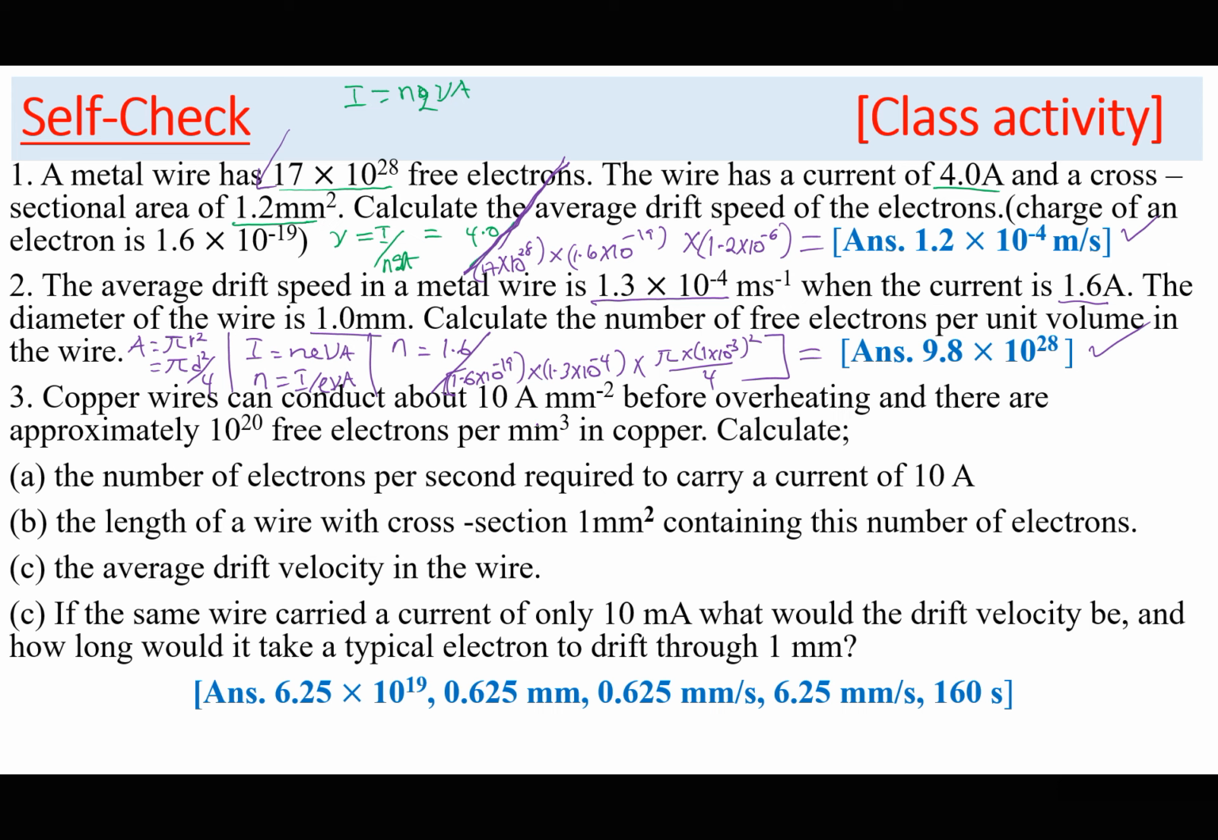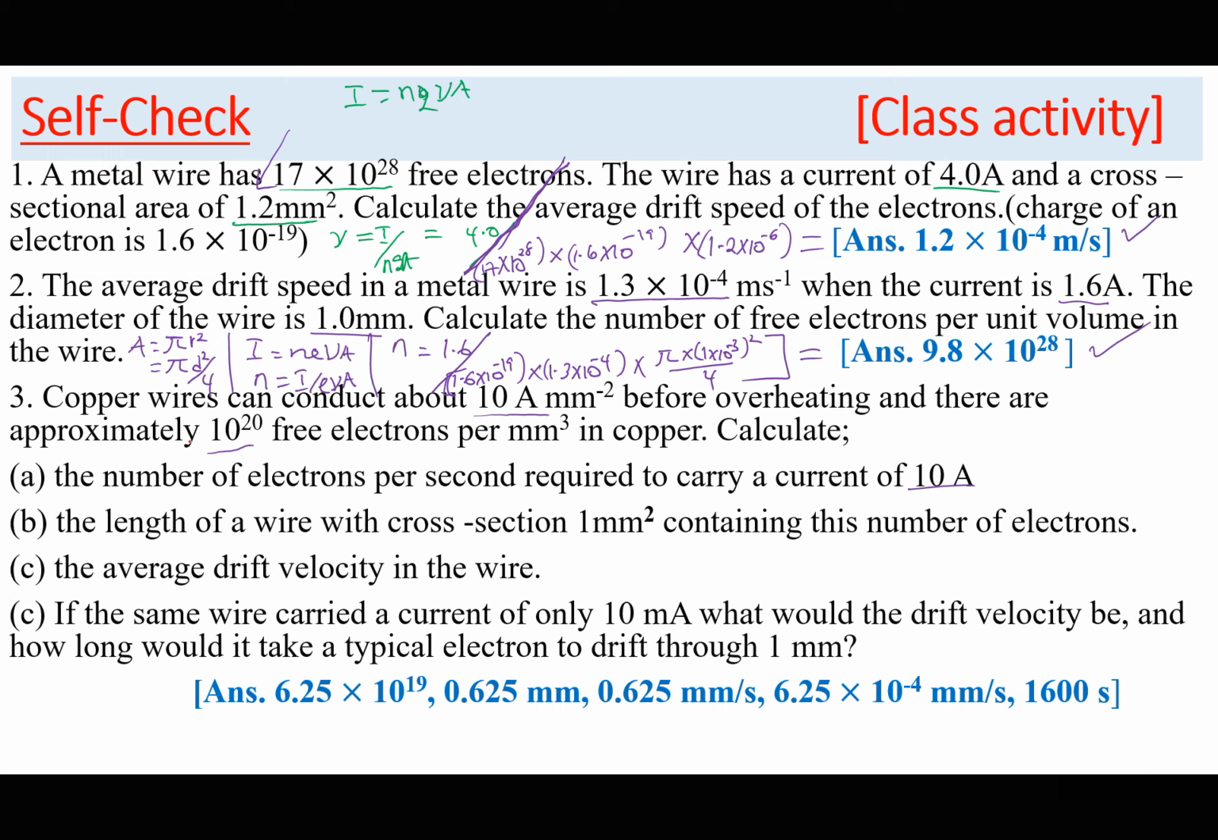Copper wires can conduct about 10 amperes per millimeter squared before overheating, and there are approximately 10 to the power of 20 free electrons per millimeter cubed in copper. Calculate the number of electrons per second required to carry a current of 10 amperes. So we want to determine the number of electrons per second required to carry 10 amperes.